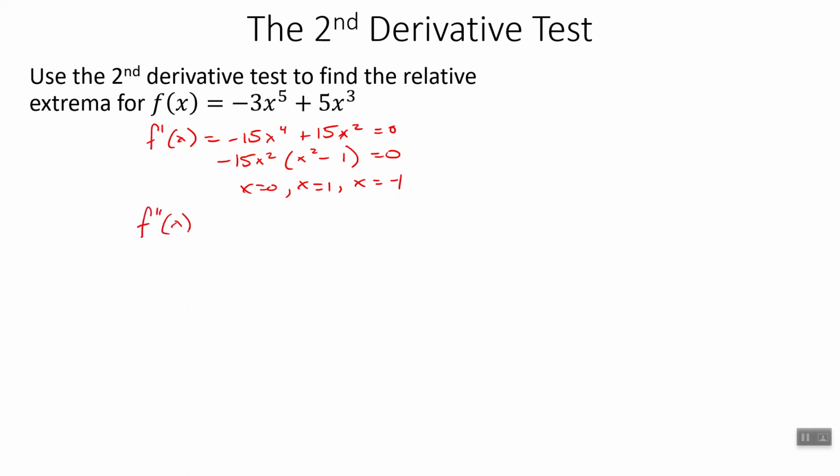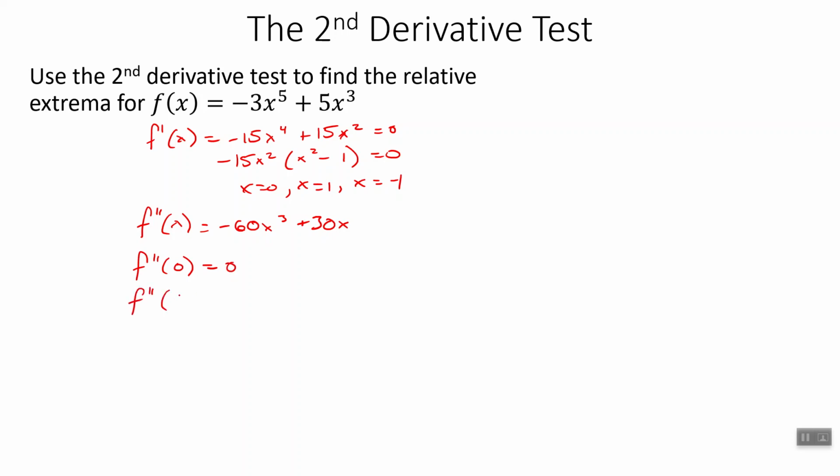So now let's take the second derivative. We bring down the 4. We get -60x to the 3rd. Bring down the 2 here. We'll get plus 30x. Now, we don't have to do a number line chart. We don't have to set this equal to 0 and do all that sort of stuff. We just want to plug in each one. So we want to know what's f double prime of 0. Well, if we plug in 0, we're going to get 0.